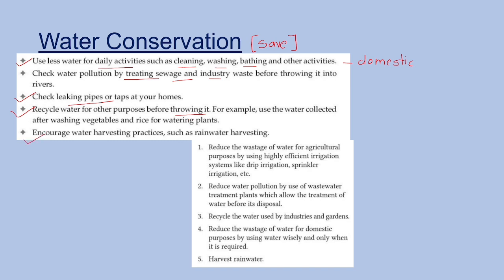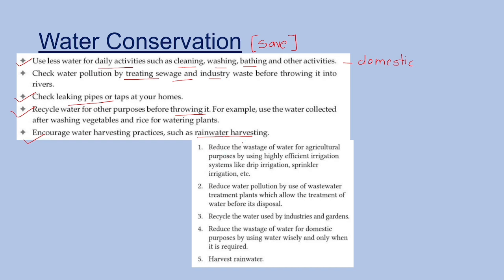Encourage water harvesting practices such as rainwater harvesting. I will explain what rainwater harvesting is. If we adopt such methods, we can conserve water. Also, reduce wastage of water for agricultural purposes.